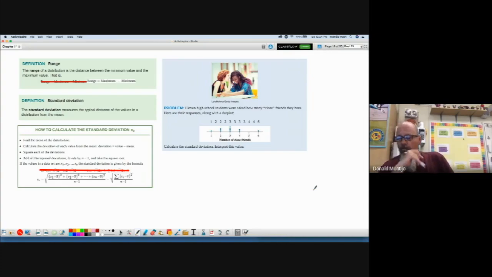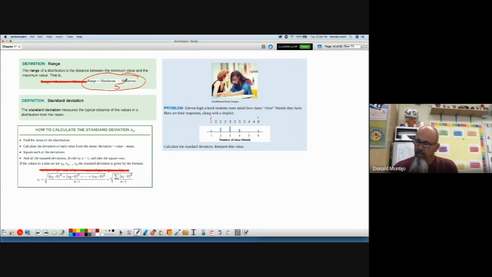Okay, the range, simple. Take the smallest number and the largest number and subtract them. So if we look at this example over here on the right, what would the range be? 6 minus 1? Oh, the range would equal 5. Simple. That's one way for us to talk about the spread. Usually when we're talking about skewed data, we'll use the range to describe the spread.